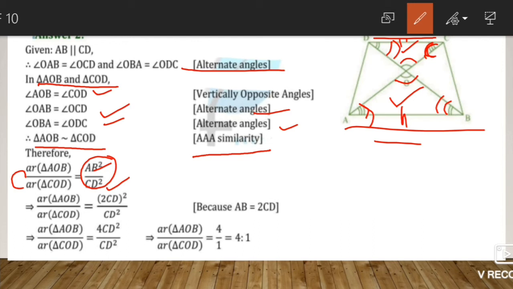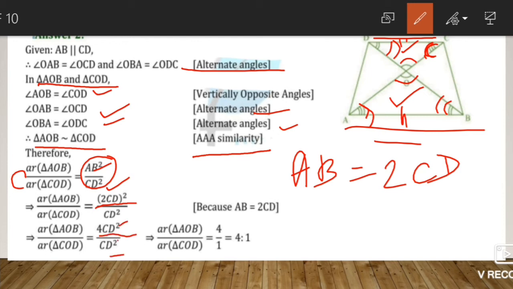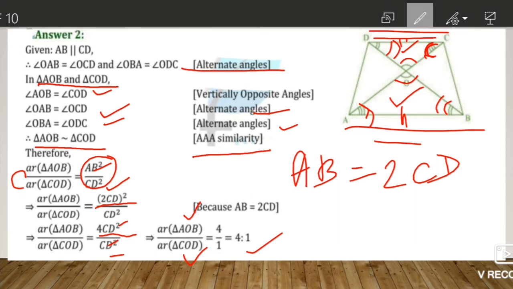Now in the question it is given that AB is twice of CD, right? That means in place of AB square I am writing 2CD whole square, that means 4CD square by CD square. You can cancel CD square and CD square. Therefore area of AOB by area of COD is equal to 4 by 1. That is, the ratio of area of triangle AOB and triangle COD is 4:1.